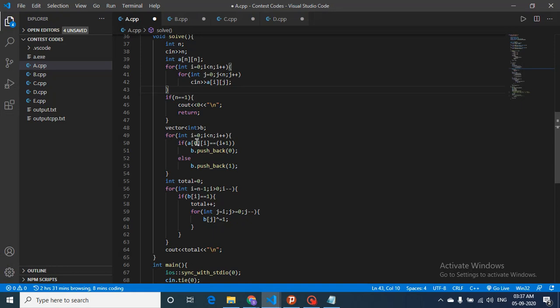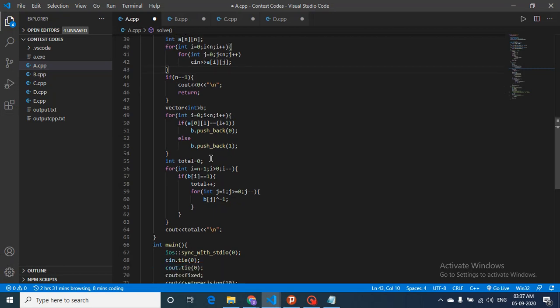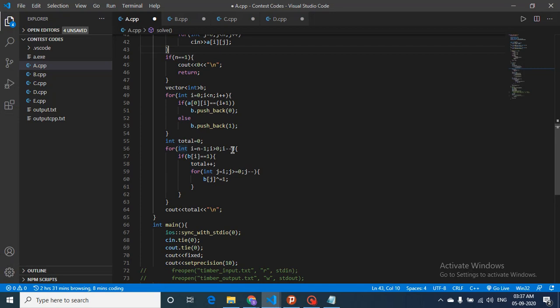If iterating over the 0th row, which is the first row, if the ith position is equal to i plus 1, because the indexing is from 0, but the value storage is from 1, so i plus 1, if they are same, we don't have to do anything because they are same. So push back 0, else push back 1. Then total is equal to 0, and then we iterate over the whole array from back to front. And then if at any time b of i, which will store all the bits, is equal to 1, then we will increment our total, because we have to do some operation here, and then we will actually invert all the bits from i minus 1 till 0.